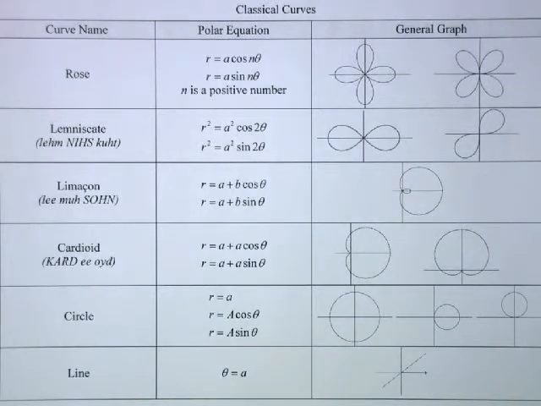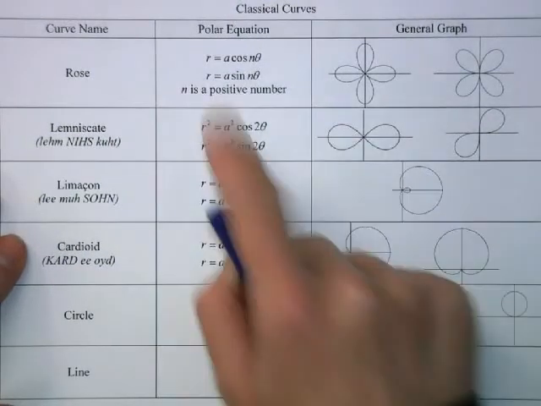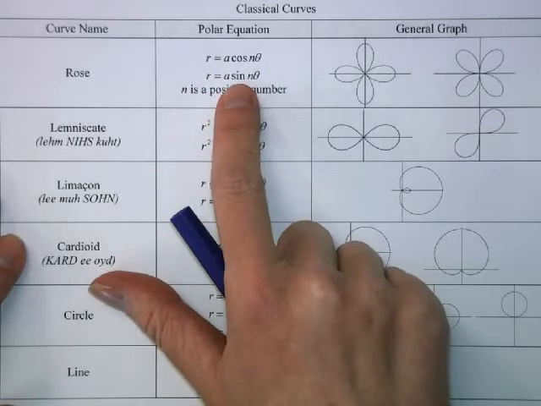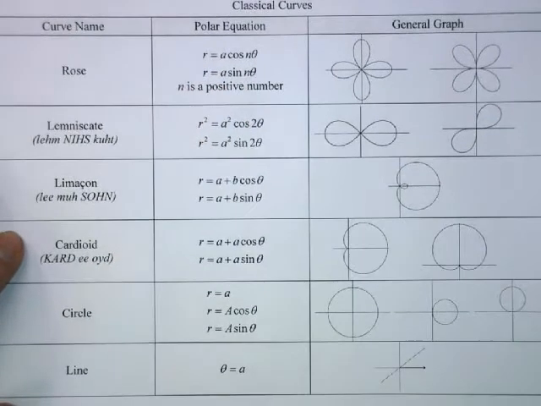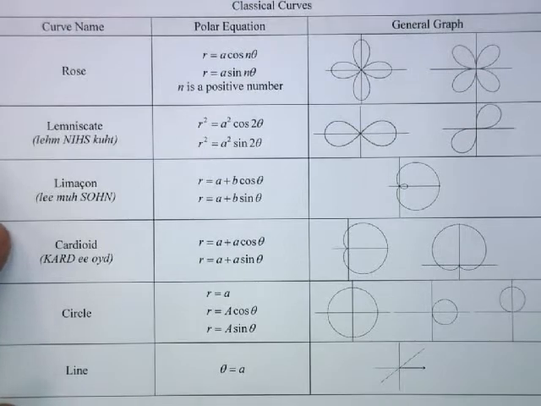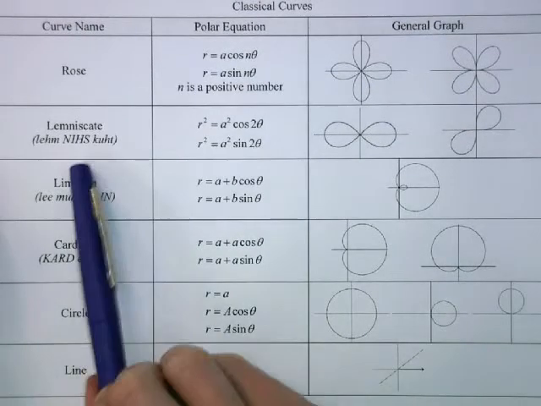Right, so let's look at these different types of graphs. In polar, we have these special, what we call classical curves. I already mentioned the name of this one, a rose. The general formula for a rose is r equals a cosine n theta or r equals a sine n theta. And here's a couple of examples of what those might look like. And we've already drawn one of those.